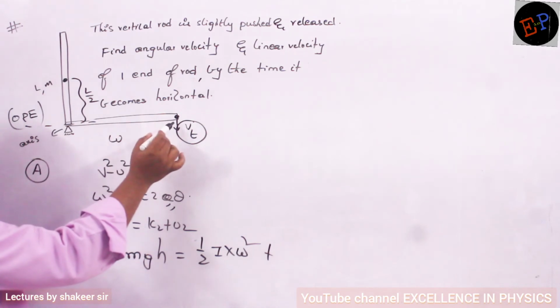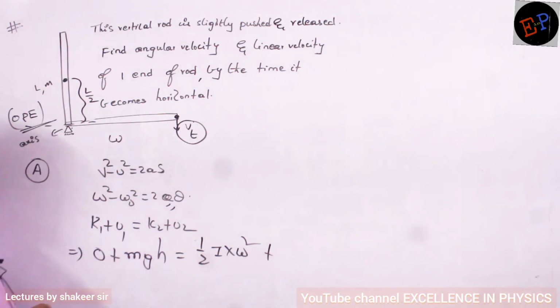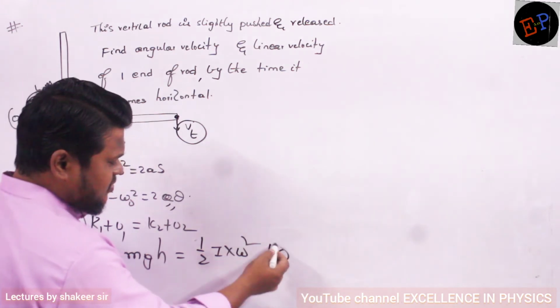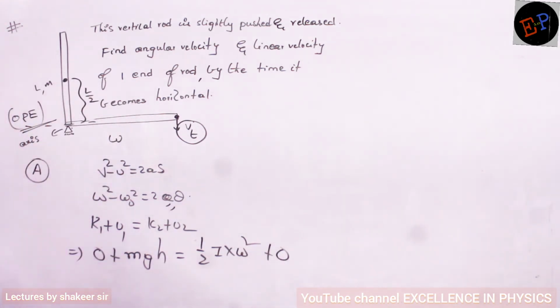It has reached the ground, no? And the ground only I am taking as my reference of 0 potential energy. So the final potential energy is how much? 0. Are you able to understand? So now, what is he asking me actually? Angular velocity as well as linear velocity.